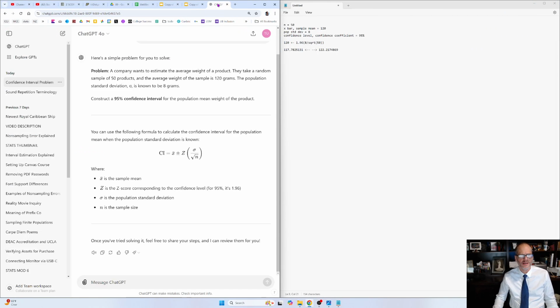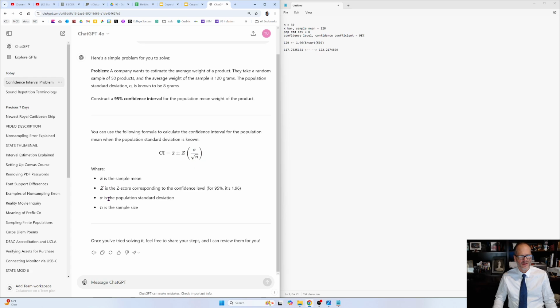We'll go to ChatGPT. It says you can use the following formula to calculate the confidence interval for the population mean when the population standard deviation is known. We have X bar, the sample mean, CI is our confidence interval, and our z-score, the quantity of standard deviations from the mean, and then the size of the standard deviation. This is the margin of error, the plus or minus part, and this is the standard error right here.